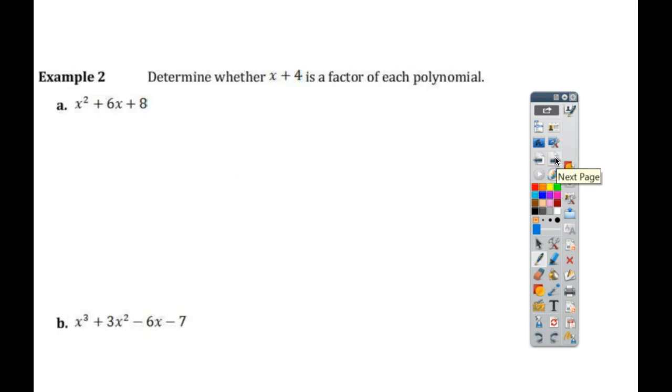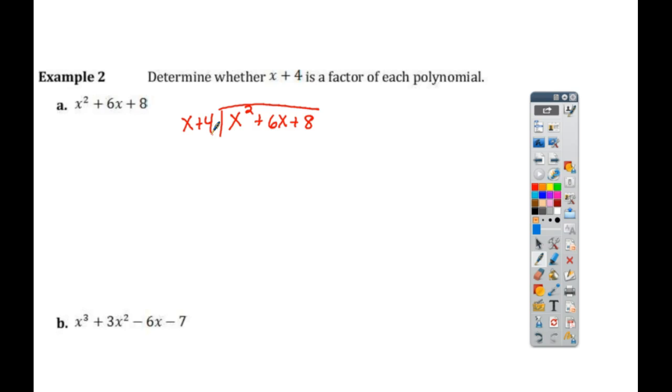Is this what yours starts with? Okay. So this is how this is going to work. Are you ready? So pay attention. So this part goes underneath here, and this goes out here. So the question is, determine whether x plus 4 is a factor of each polynomial. So this is the polynomial, and I want to know if this is a factor of this. And so the answer to that is yes, it's a factor if the remainder is 0. If we get a remainder, it's not a factor.